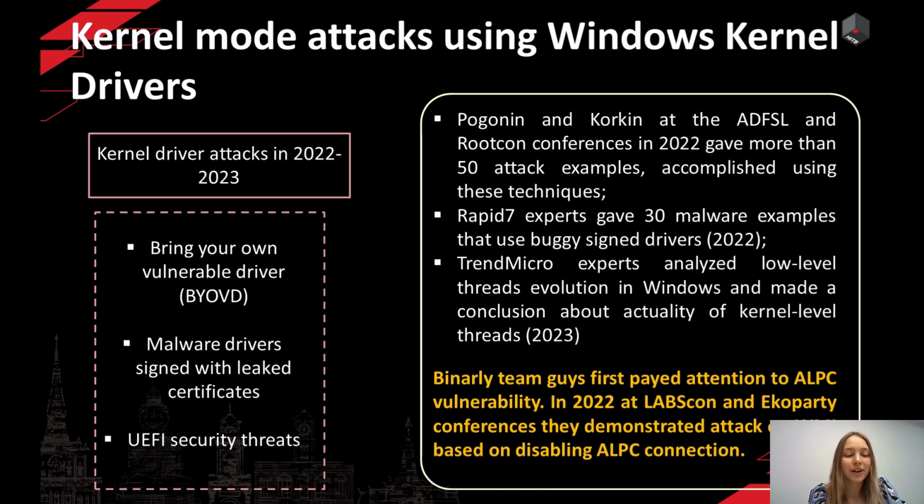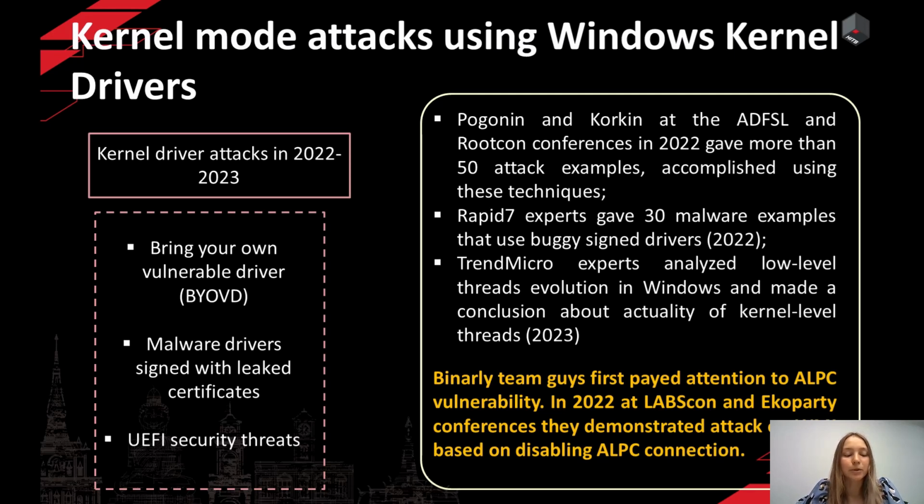Korkin and Korkin at the ADFSL and RootCon conferences in 2022 gave more than 50 attack examples accomplished using these techniques. Rapid7 experts in 2022 gave 30 malware examples that use buggy signed drivers. Trend Micro experts in 2023 analyzed low-level threats evolution in Windows and made a conclusion about actuality of kernel-level threats.